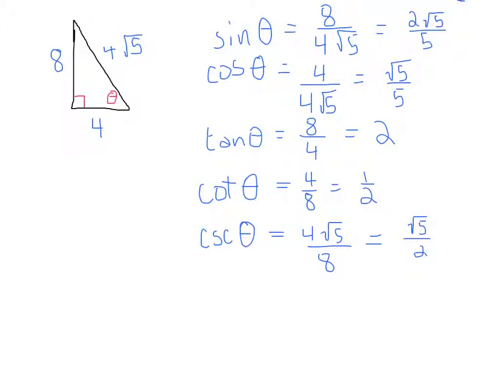Finally, we have secant of theta. And secant of theta, by definition, is the hypotenuse over the adjacent side. Pretty much just the reciprocal of cosine. Notice here that our fraction is just the reciprocal of cosine. Once you simplify that, you should just get root 5. And that's how you find all 6 trig functions for a given triangle.